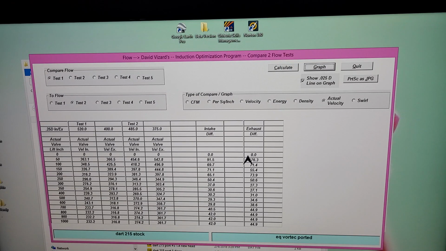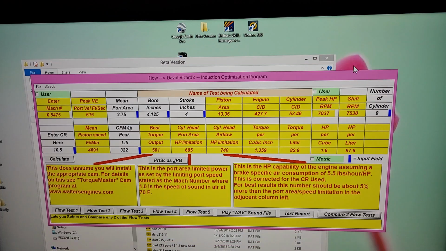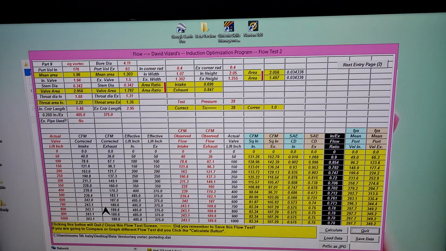So what we can do, we can go back to this page, and I can put in the mean port area and the bore and the stroke, and it'll calculate up exactly how many horsepower and so forth it is. Let me just snap a picture of that page, and we'll go back and enter that, and we'll see how we did.